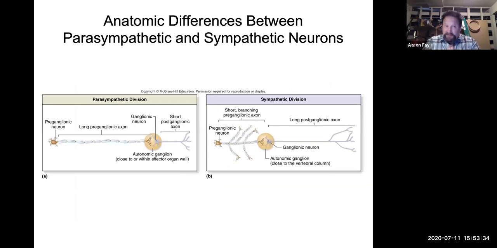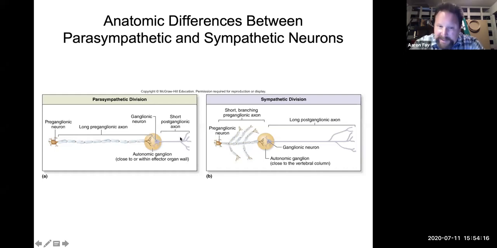Some more differences between the sympathetic and the parasympathetic divisions of the autonomic nervous system. In the parasympathetic division, we have a preganglionic neuron that has a very long preganglionic axon, compared to the sympathetic division where we have a much shorter preganglionic axon. But that axon is highly branched. Over here, in the parasympathetic division, typically very few collaterals. It's not highly branched. Notice both preganglionic axons are myelinated.